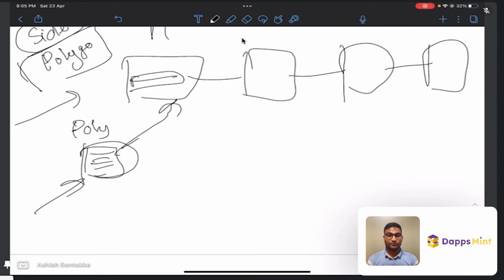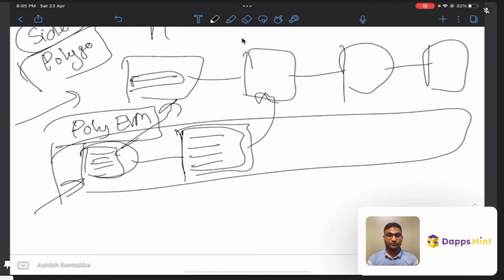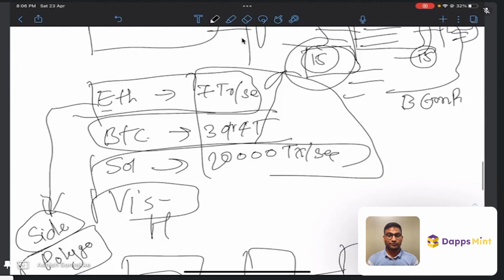So Polygon will also work as a blockchain itself. Polygon is also EVM compatible, so we can use the same smart contract there, and this will compress these blocks into a transaction, and it will send those transactions to Ethereum. Okay.